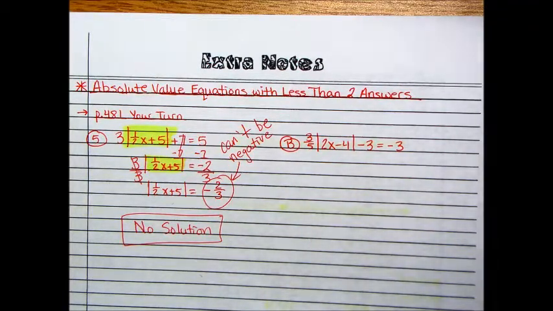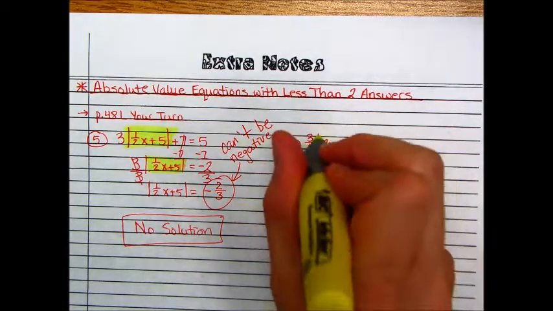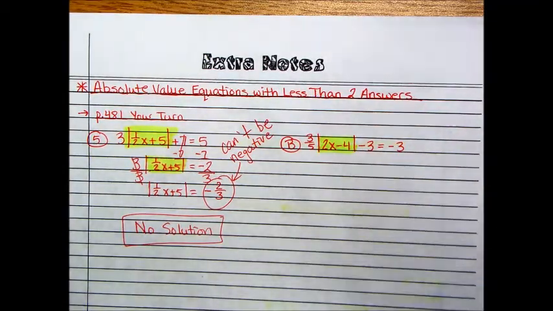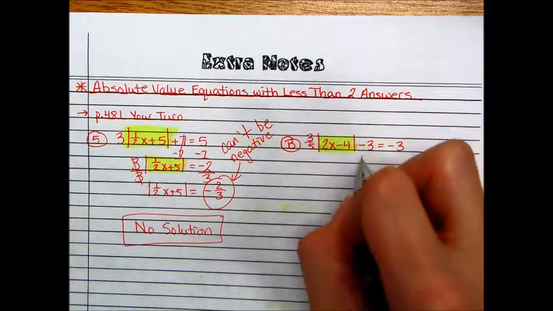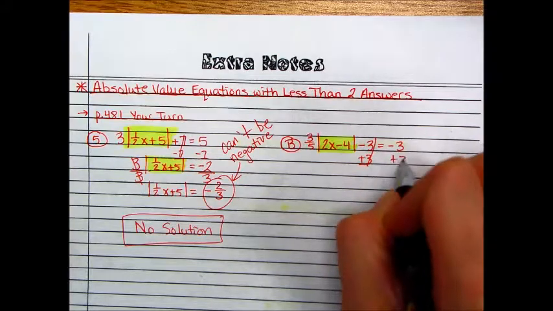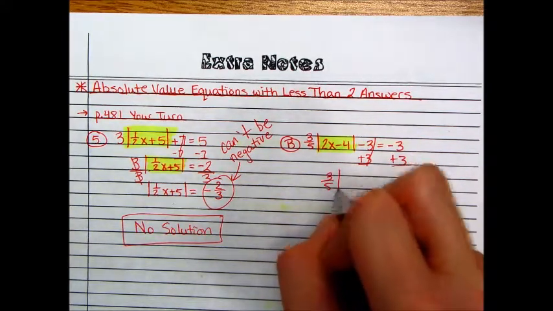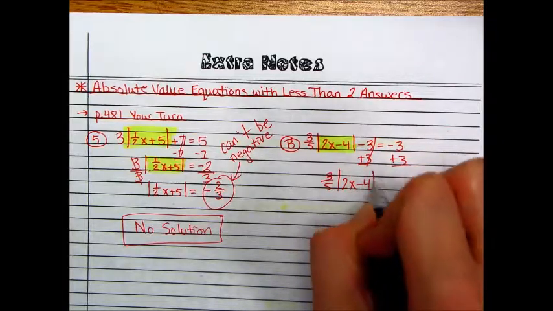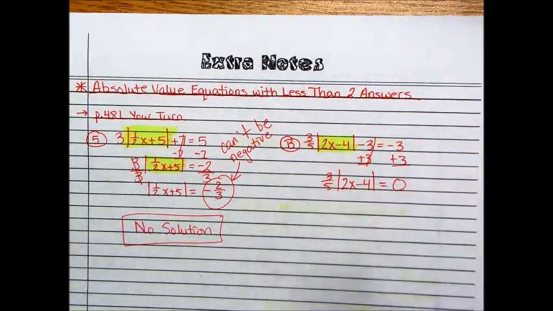Okay? All right. Other special circumstance. This guy. Isolate that absolute value piece. So again, undo the adding and subtracting number. So we need to add 3. So we're going to have 3/5 times the absolute value of 2x minus 4 equals 0. Negative 3 plus 3 is 0.